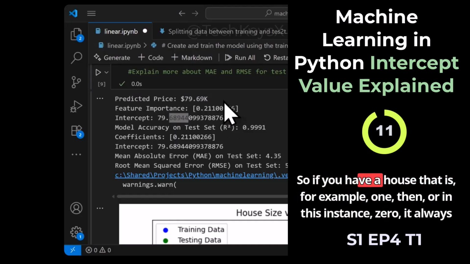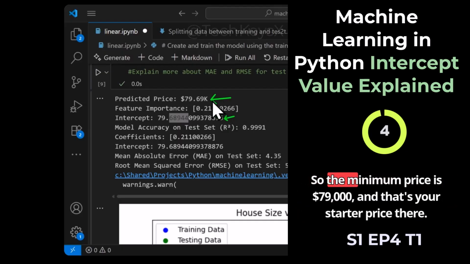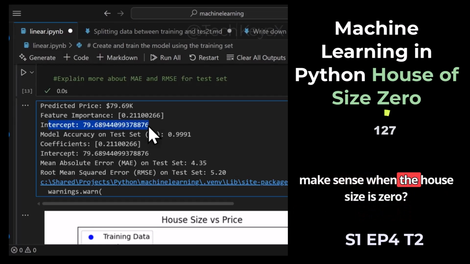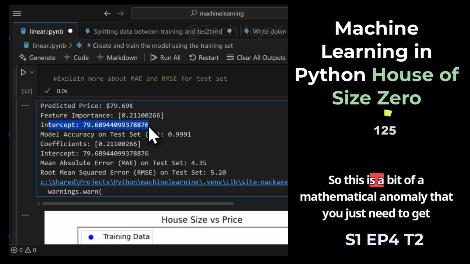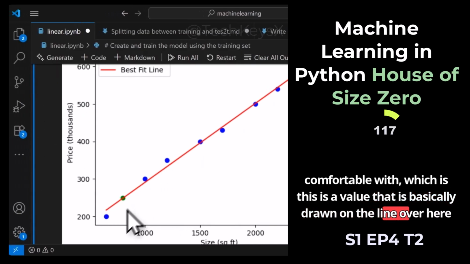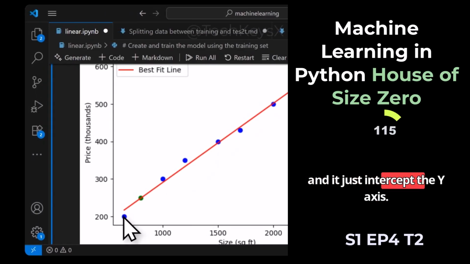That's why the intercept value is used, because that is your base figure. If you have a house that is, for example, 1, or in this instance, 0, it always has to start somewhere. So the minimum price is $79,000, and that's your starter price there. Now, answering your question of the intercept value here, 79: does it actually make sense when the house size is 0? This is a bit of a mathematical anomaly that you just need to get comfortable with, which is that this is a value that is basically drawn on the line over here, and it just intercepts the y-axis.